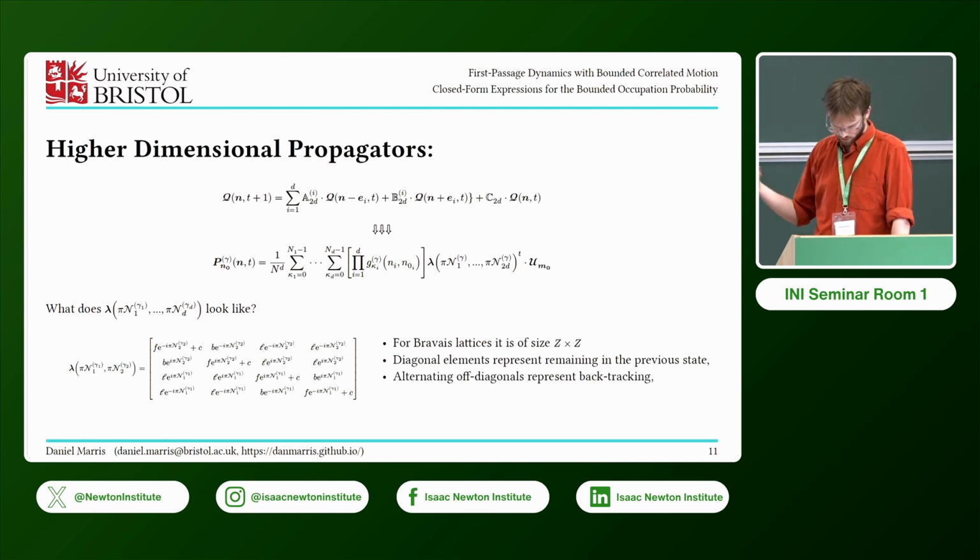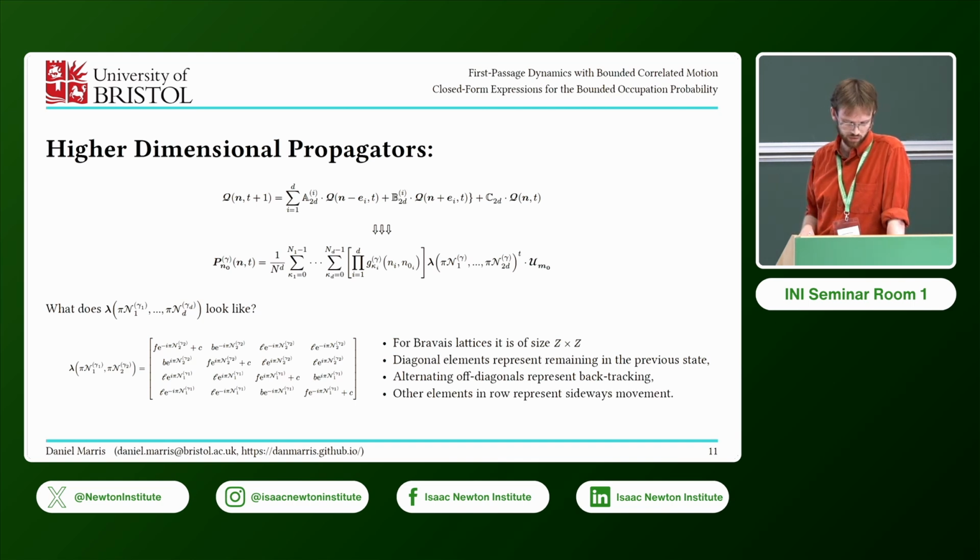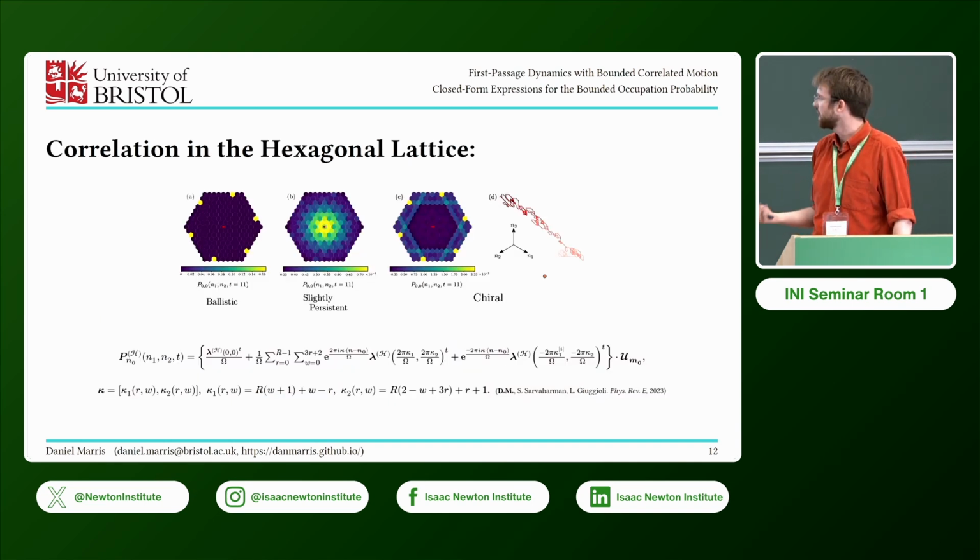We've got alternating off diagonals, which represent backtracking movement. And all the other elements in the row represent sideways movement, which I've just used L for lateral movement here. And in fact, we don't actually have to have these L's as uniforms. We don't have to have the probability of turning left be equivalent to the probability of turning right. And it's something that we've relaxed as an example in the hexagonal lattice. Again, I'll skip over quite a lot of the details, but we've implemented a periodic boundary condition that we derived in this PRE paper. And again, we have our lambda matrices, which are now 6 by 6.